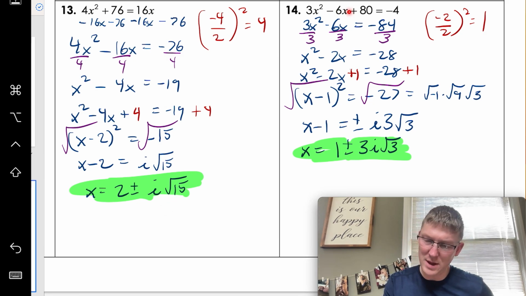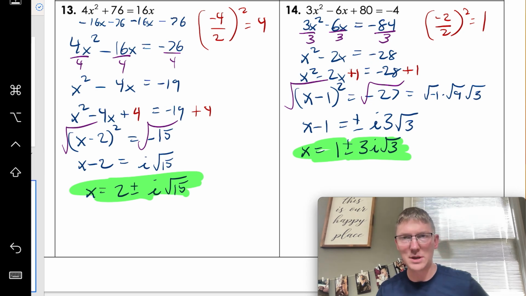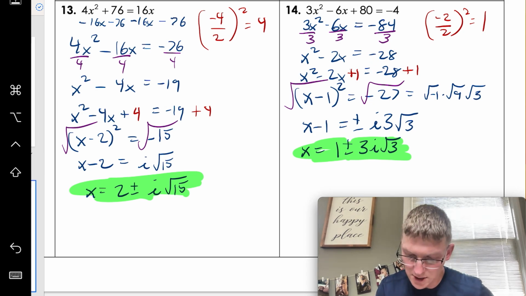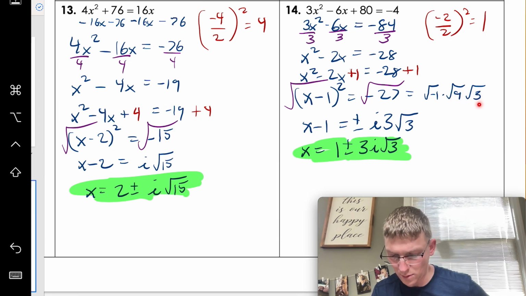14, same thing. We had a little bit of algebra, move the 80 over. And then we had that 3, divided the 3 out. It again came out to be an even number, so I didn't have any fractions. I added 1 to both sides. Love to see it. 1's easy to do math with. Square root both sides. This thing, negative 27, is the same. Root negative 1, root 9, root 3. This 9 turns into this 3. And then we eventually have 1 plus or minus 3i square root of 3.